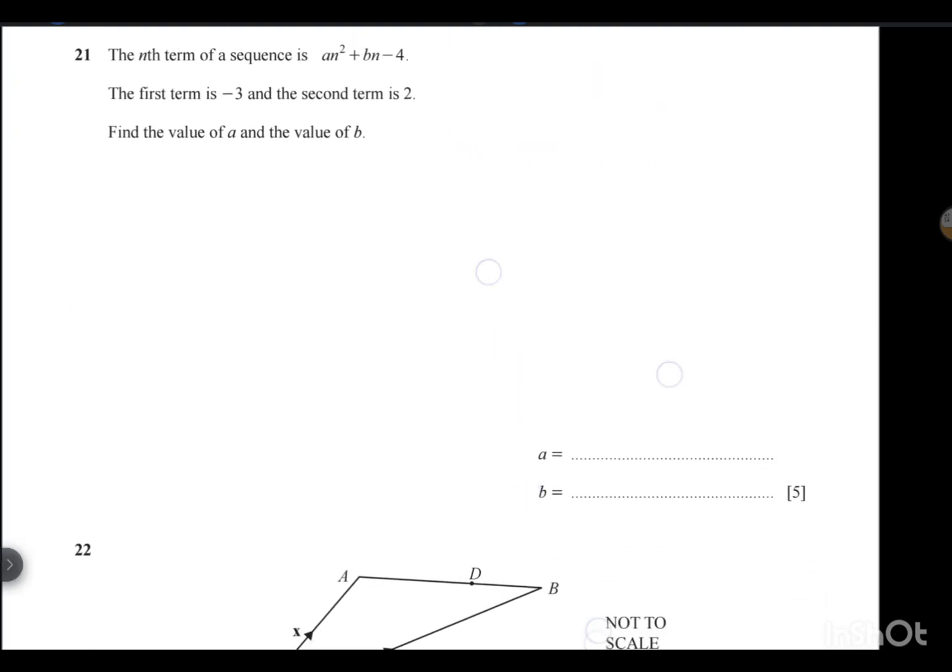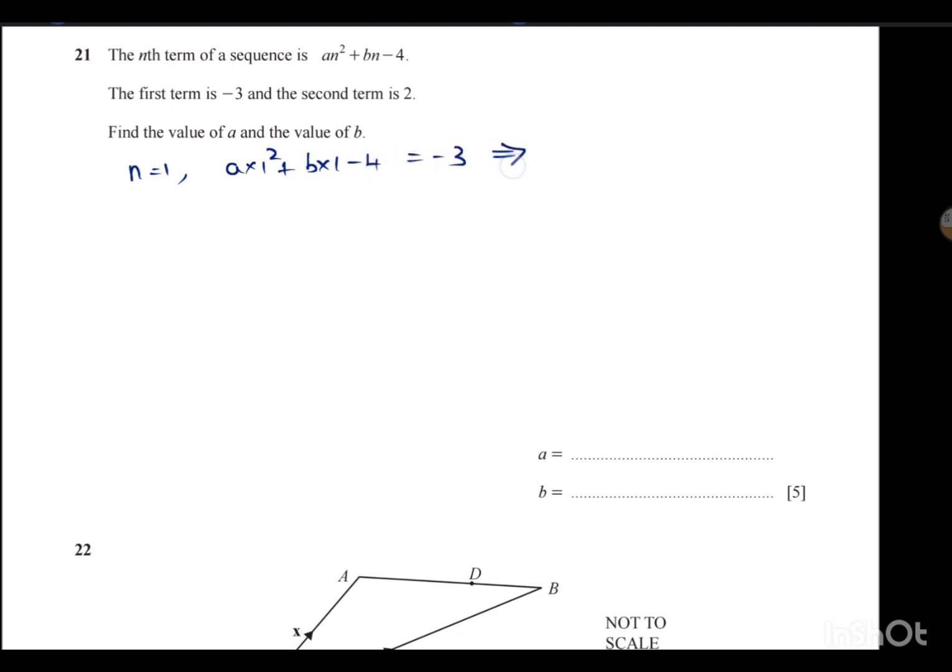Question number 21. The nth term of a sequence is an square plus bn minus 4. The first term is minus 3 and the second term is 2. Find the value of a and the value of b. Okay, so first term is minus 3. So n should be taken as 1. So a into 1 square plus b into 1 minus 4 should be minus 3.